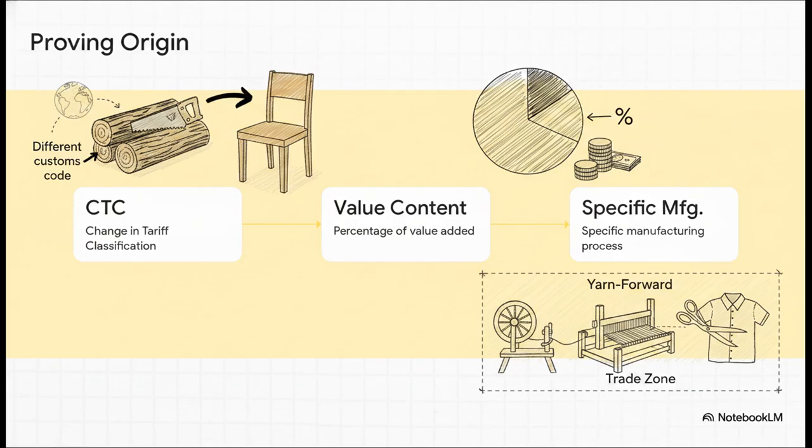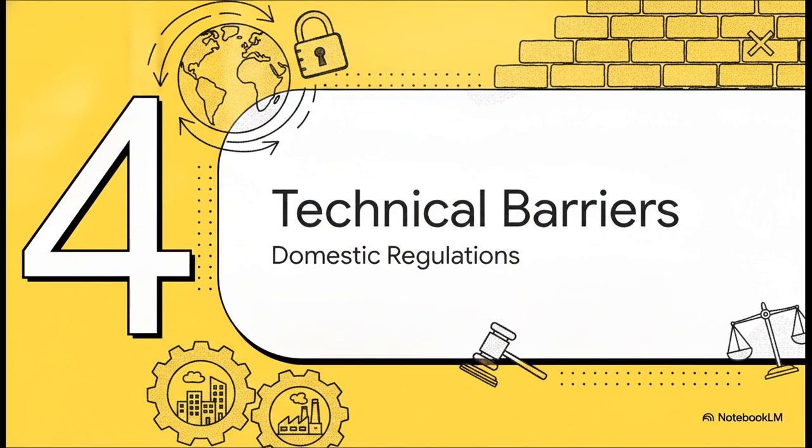Second is the value content criterion, where a specific percentage of the product's value, let's say 40%, must have been added locally within the exporting country. And third is a specific manufacturing process. A classic example here is the yarn forward rule in textiles. That means literally everything from spinning the yarn to cutting the fabric has to happen within the trade zone to actually qualify. Beyond just rules of origin, domestic regulations can also severely impact trade.